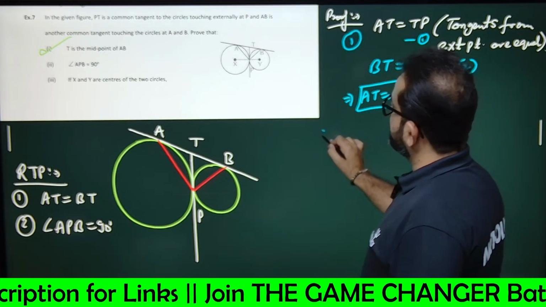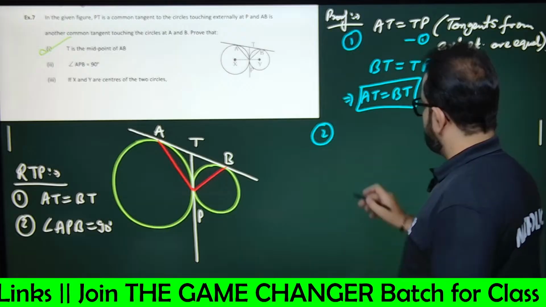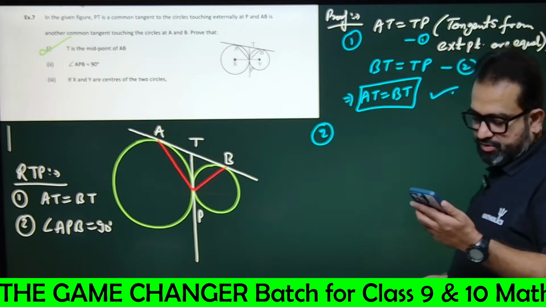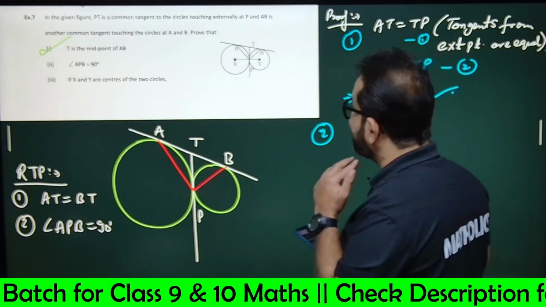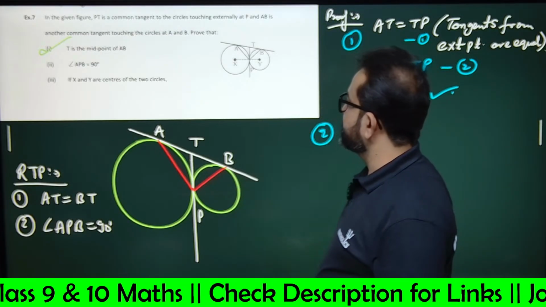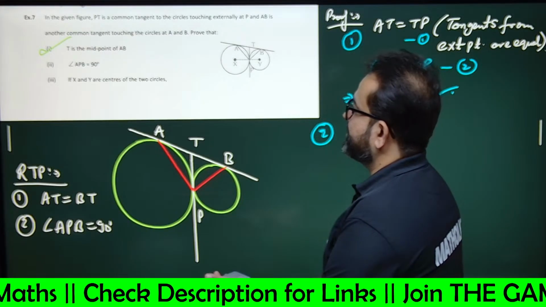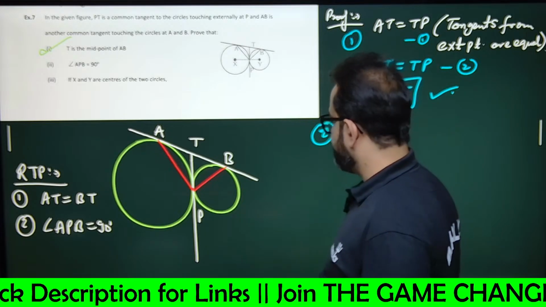Now coming on to the second part. Got it? Now see. We have to prove angle APB, APB equals 90 degrees. How to prove this? See.